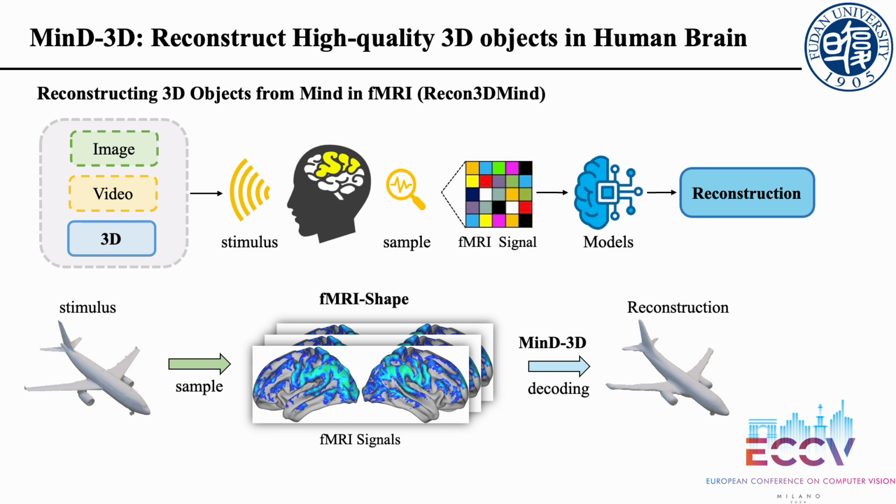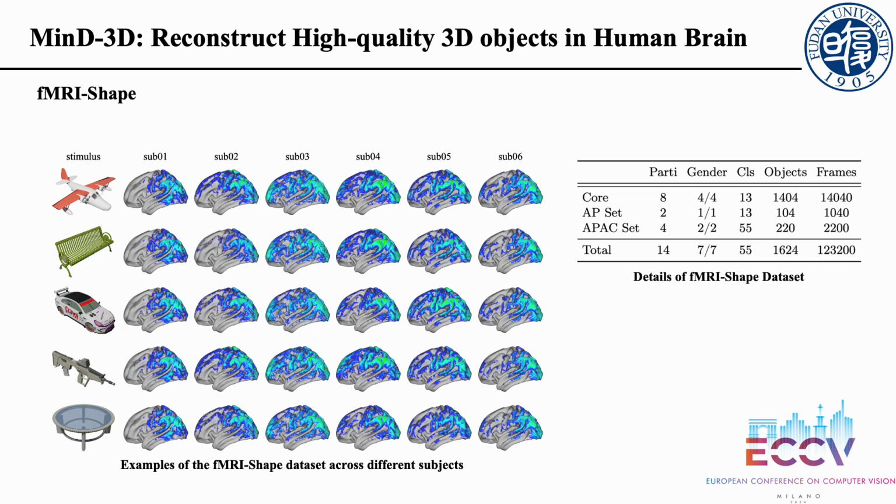We introduced the first large-scale fMRI 3D dataset, fMRI-Shape, with 14 participants, 14 variance experiment settings. We also present a novel framework, MinD-3D. Now we have shown some examples of our proposed fMRI-Shape on the left. It conforms significant variance across subjects, surprising differences in object responses, posing a great challenge for out-of-distribution tests.